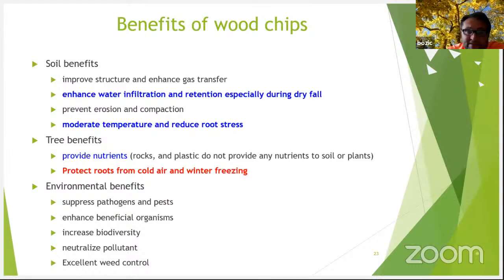As I said, I mentioned the benefits of the wood chips. There are many of them. As I said, rocks and plastic don't provide any nutrients to the soil or plants. It's definitely to protect the roots from the cold air and freezing rain. Helps with moisture and water, and especially during the fall, prevents erosion, compaction, moderates the temperature, and reduces root stress. So there are so many benefits that wood chips provide. And again, for fall planting, I always say it's a must. So don't plant the trees if you don't have a plan for putting the wood chips.